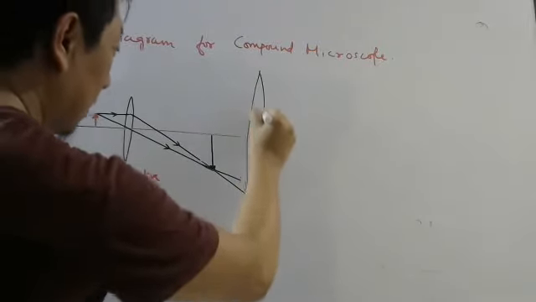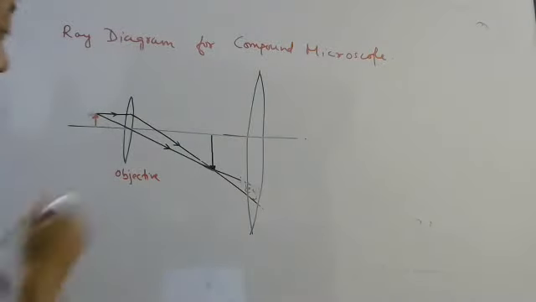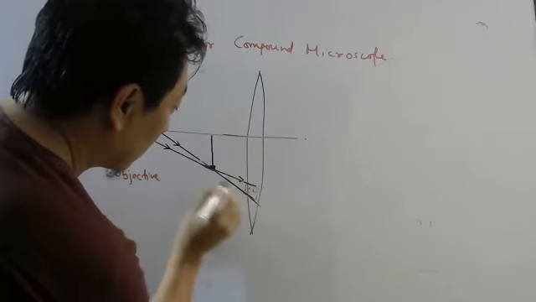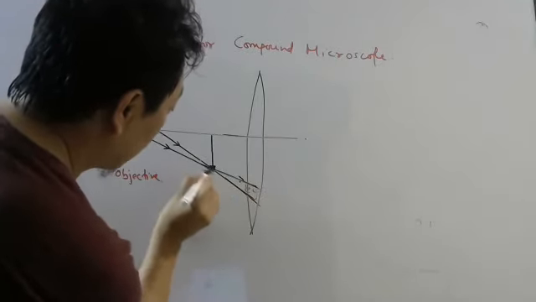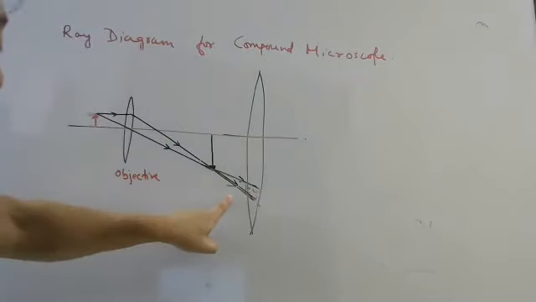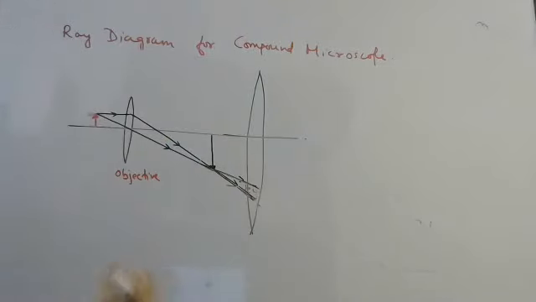So I will draw a bigger iris. Yeah. What is there, right? So now these rays, you have to draw straight and straight. Please use a scale. Okay. So now how to find the final image? The trick is like this.